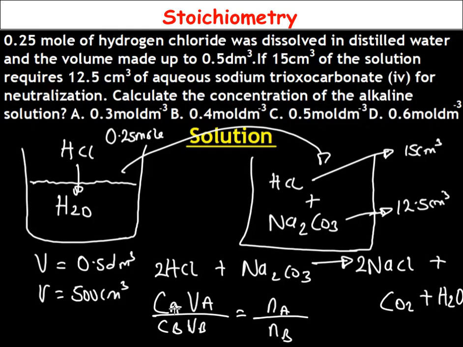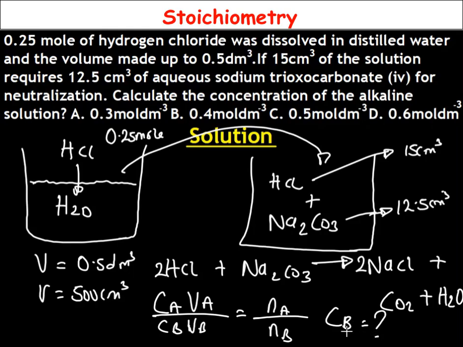Now, Ca is the concentration of the acid, Va is the volume of the acid, Cb is the concentration of the alkaline solution or the basic solution, Vb is the volume of the base, Na is the number of mole of the acid, Nb is the number of mole of the base. And the number of mole of the acid and the number of mole of the base can be gotten from the balanced chemical reaction. So the question is that calculate the concentration of the alkaline solution, which is the concentration of the base. In other words, to calculate the value of Cb, because Cb is simply the concentration of the base or the alkaline solution.